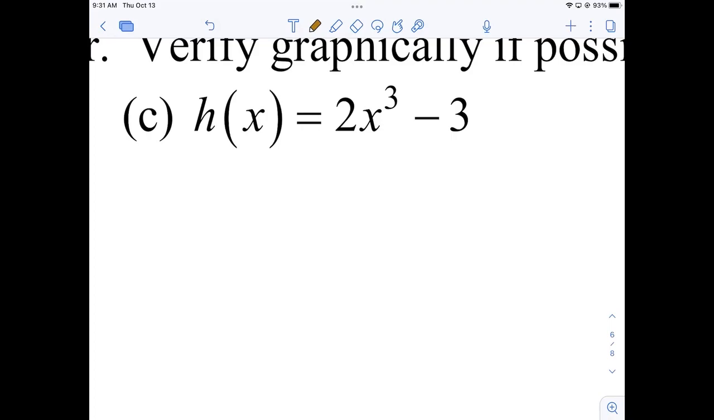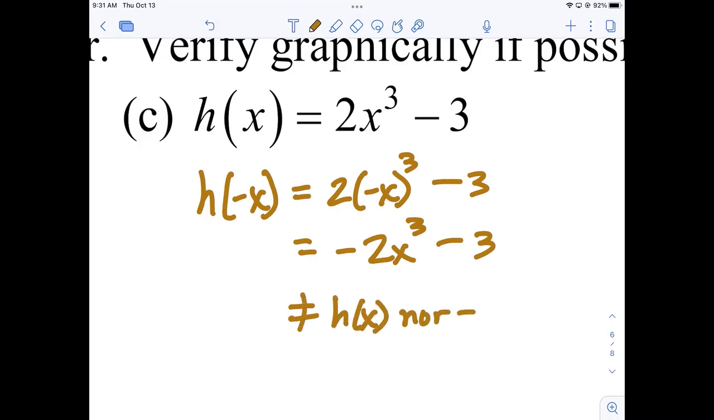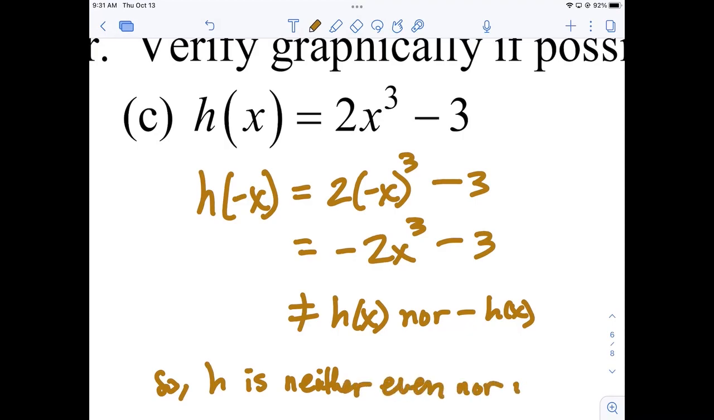Now all we've got to do is justify it. So here's what it would look like. h of negative x equals 2 times negative x cubed minus 3. That's negative 2x cubed minus 3, which is not equal to h of x, nor negative h of x. So h is neither odd nor even. Something like that.